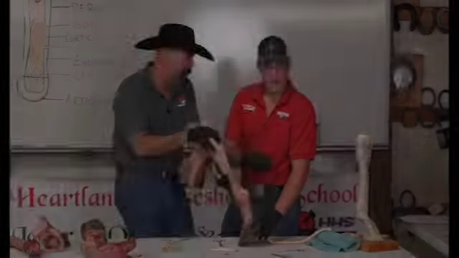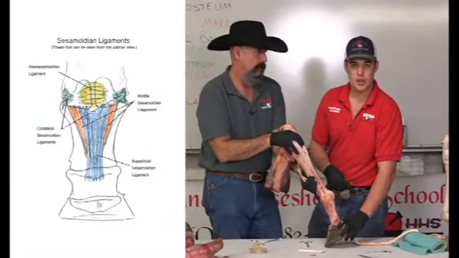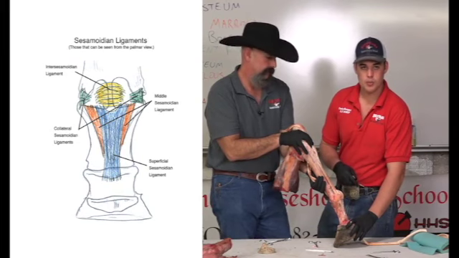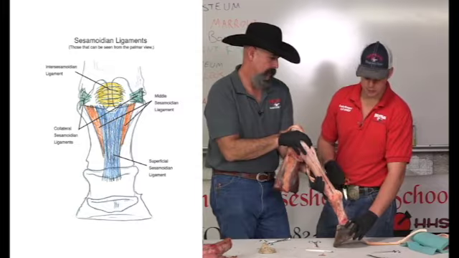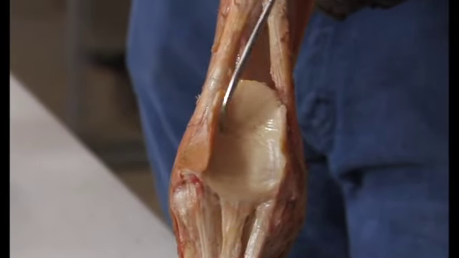Sounds good. The next group of ligaments that we're going to talk about is sesamoidian ligaments. There are 6 sesamoidian ligaments that we're going to talk about. The first one I'm going to talk about is the intersesamoidian ligament. It horizontally joins our sesamoids.